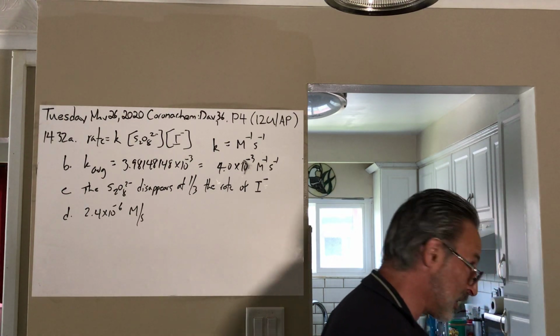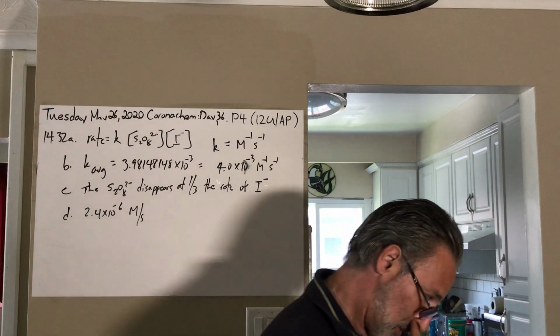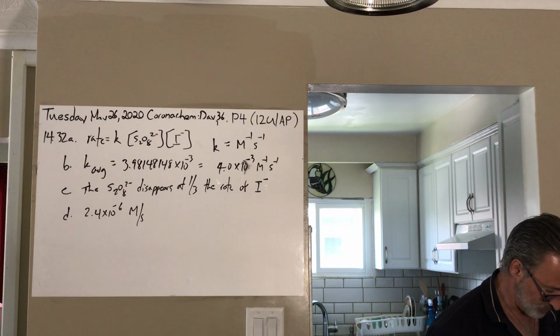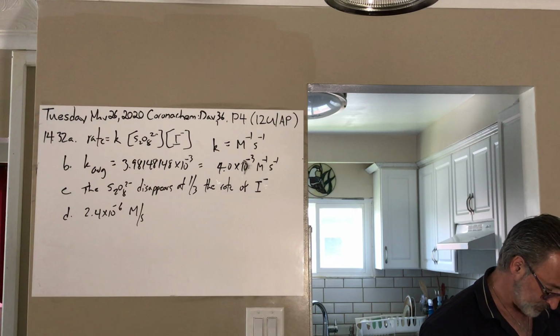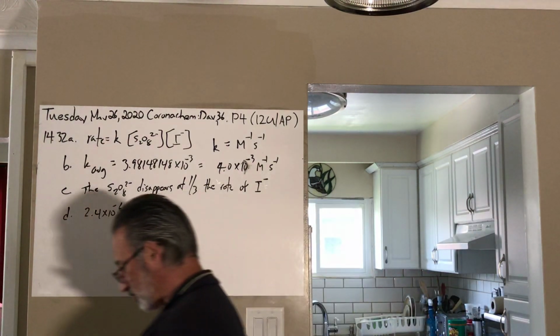I'm going to stop it there for today. I'm going to ask you to do some homework on temperatures and rate. Try 1455. You can plot the data and use the Arrhenius equation.